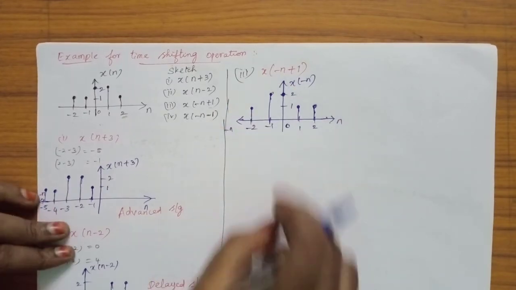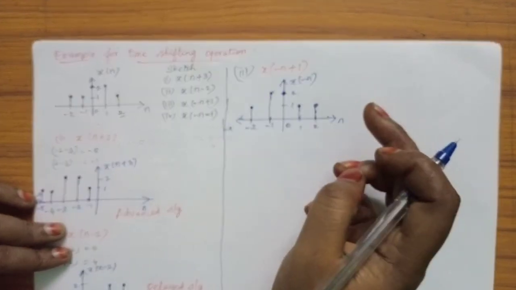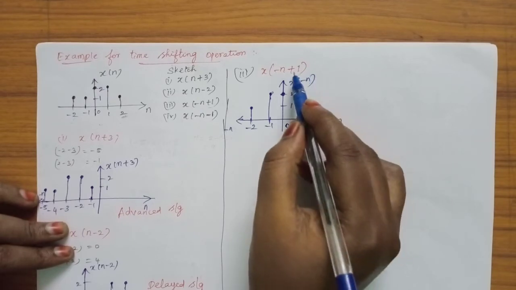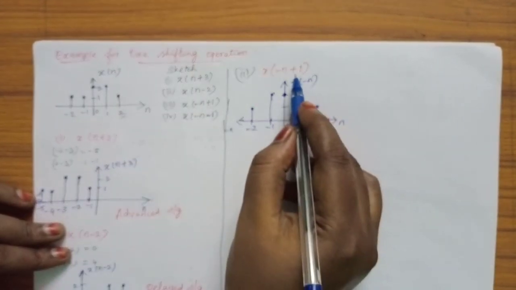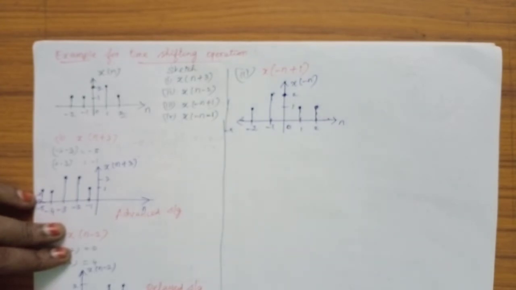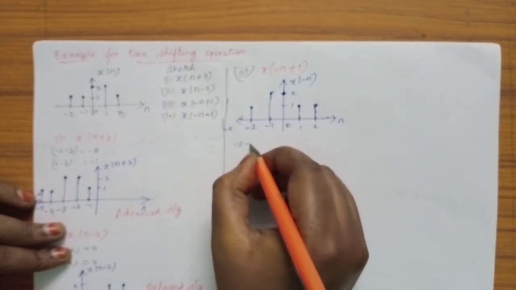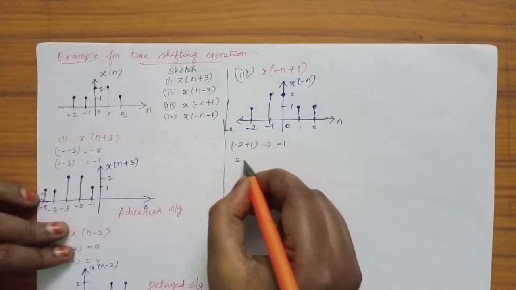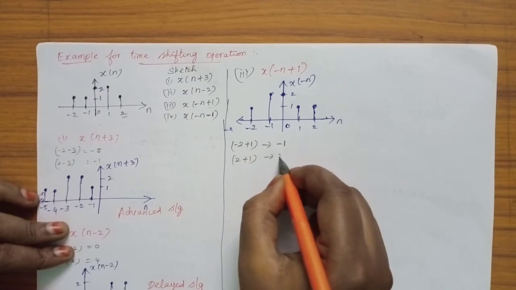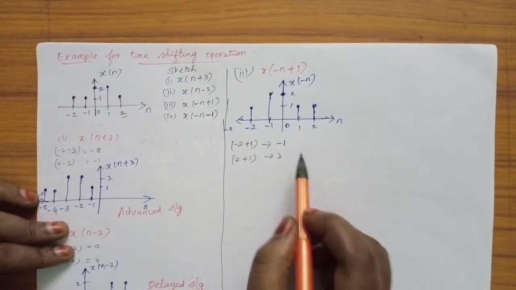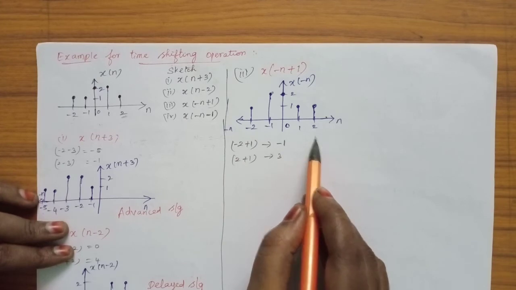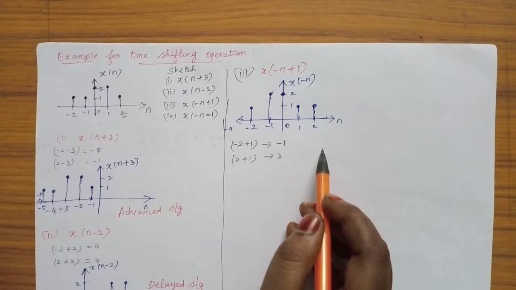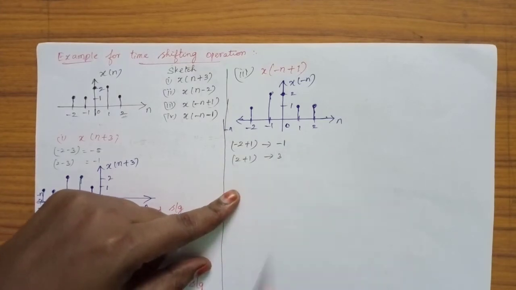Okay, so after that we have to perform x of minus n plus 1. So minus n plus 1 means it's the reversed signal. For the reversed signal we have to perform the same operation, that is, we have to add 1 to the limits. So the first value minus 2 plus 1 is minus 1, the last one 2 plus 1 is 3. So instead of minus 2 to plus 2, the signal is going to shift towards the left side by 1 sample. The new limits are minus 1 to 3.